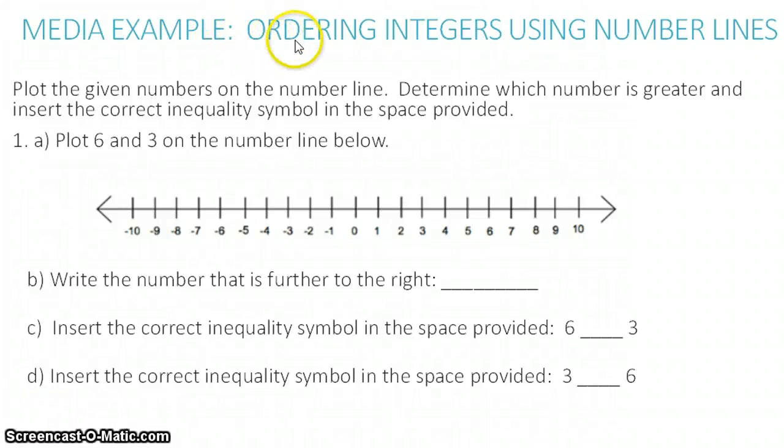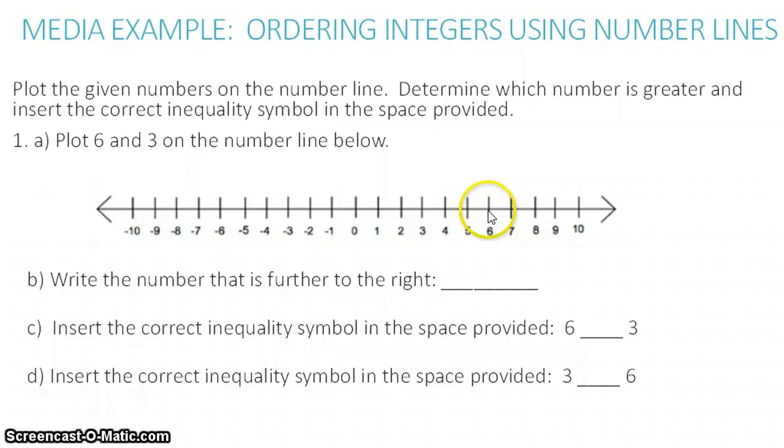In this example, we're going to learn how to order integers using number lines. Plot the given numbers on the number line, determine which number is greater, and insert the correct inequality symbol in the space provided. So first we're asked to plot the numbers 6 and 3 on the number line below.